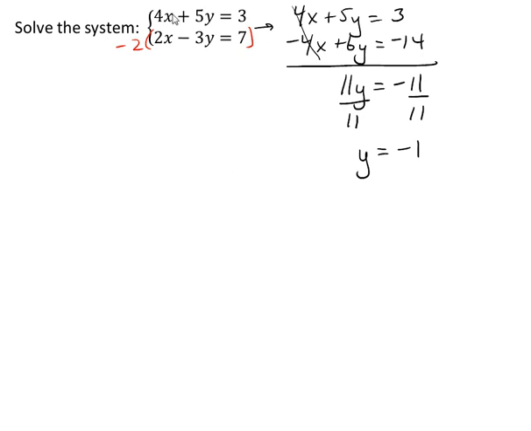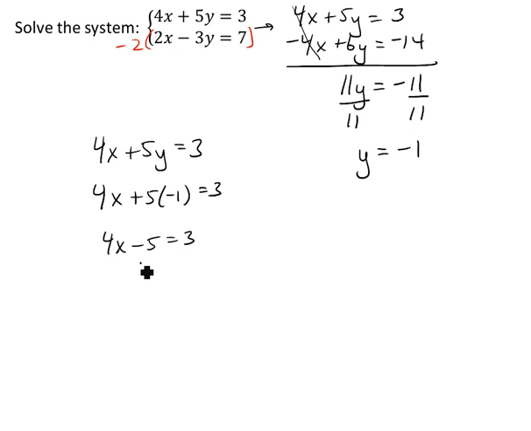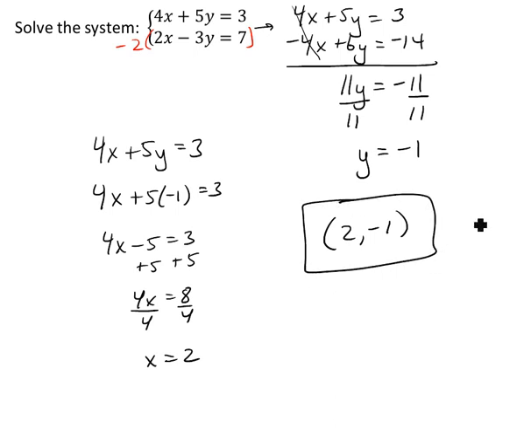To do that, we can take this y equals negative 1 and plug it into either of the first two original equations. So I'll go ahead and use that first equation. We have 4x plus 5y equals 3. So I'm going to replace the y with negative 1 and solve for x. It's going to give us 4x equals 8 and then x equals 2. So our ordered pair solution to this system is the ordered pair 2, negative 1. So 2 is the x-coordinate, negative 1 is the y-coordinate.